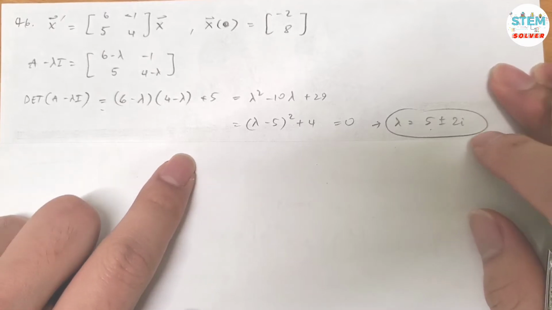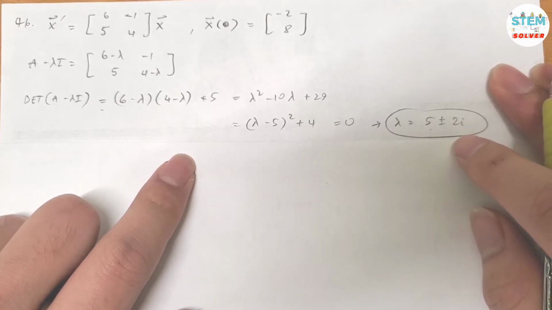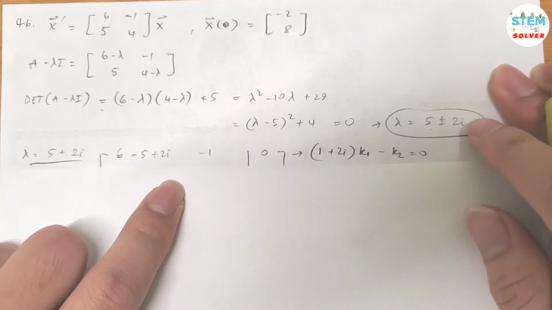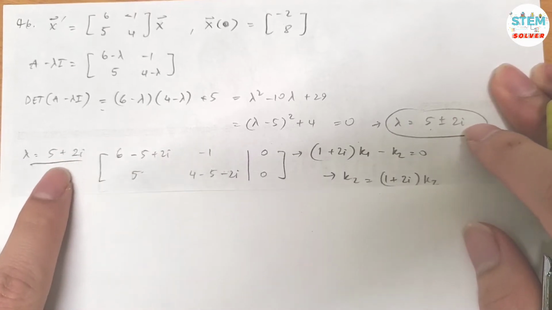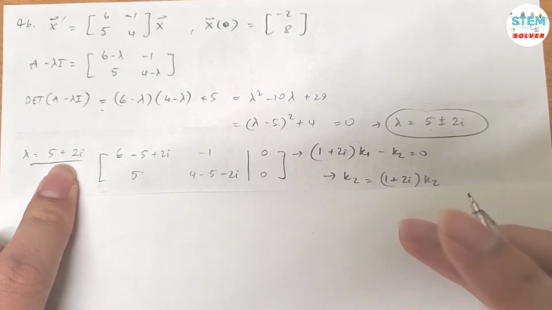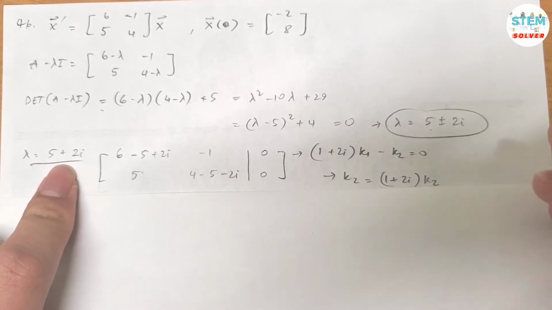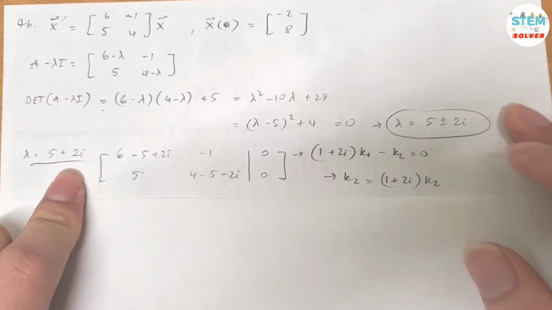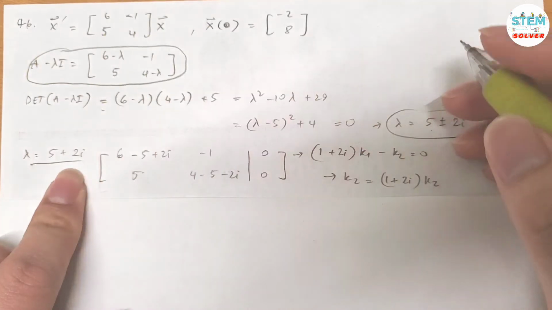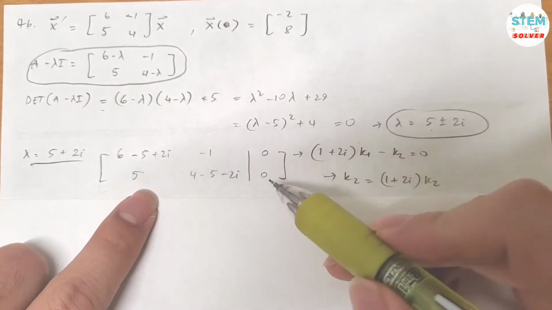Okay, so let's find the eigenvector corresponding to this lambda. Let's take a look at the case when lambda equals 5 plus 2i. You can start with 5 minus 2i, but I like to work with a positive value first. So plug this into this matrix. That gives you this matrix, and then augment it with 0.